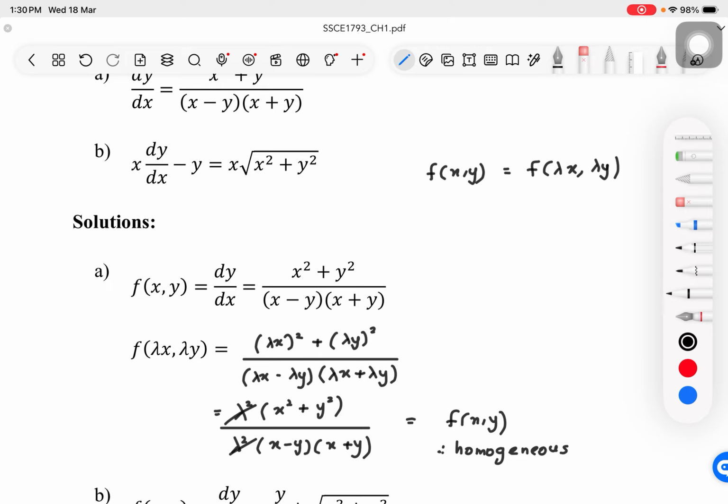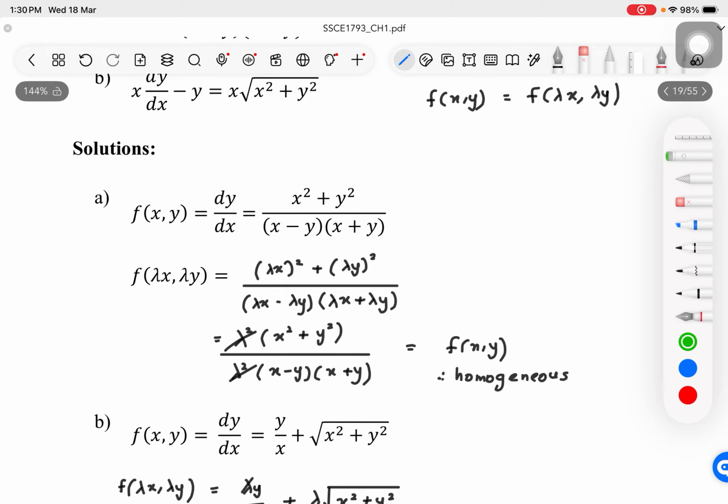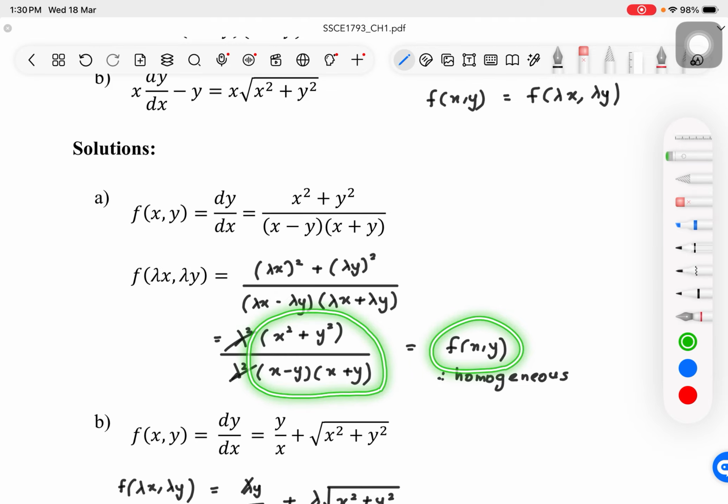Now we want to find f(λx, λy). Just substitute λx inside x, then substitute λy inside y. After you substitute, see whether you can cancel out the lambda or not. For this one, we can cancel out. Once you cancel it, you will get this one only, which is equal to f(x,y). So you can conclude that your equation is homogeneous.